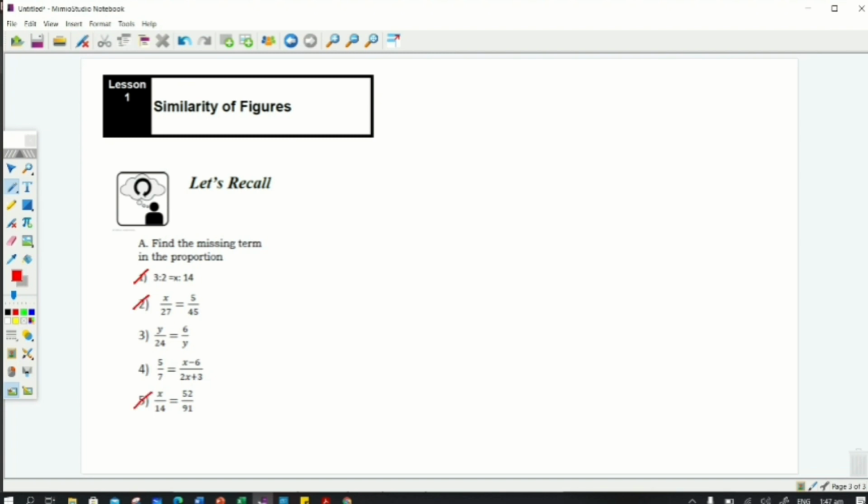So let's start. In problem number 1, we have 3 is to 2 is equal to x is to 14. So, para ma-solve natin or makuha natin yung missing term, i-apply natin yung product of the means is equal to the product of the extremes. Remember, yung 3 and 14 dito, these are called extremes. And yung 2 and x is what we call the means. So, we just multiply them.